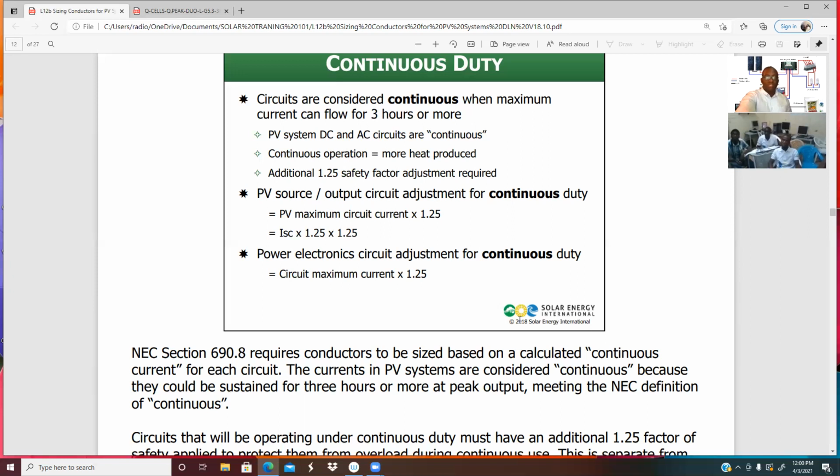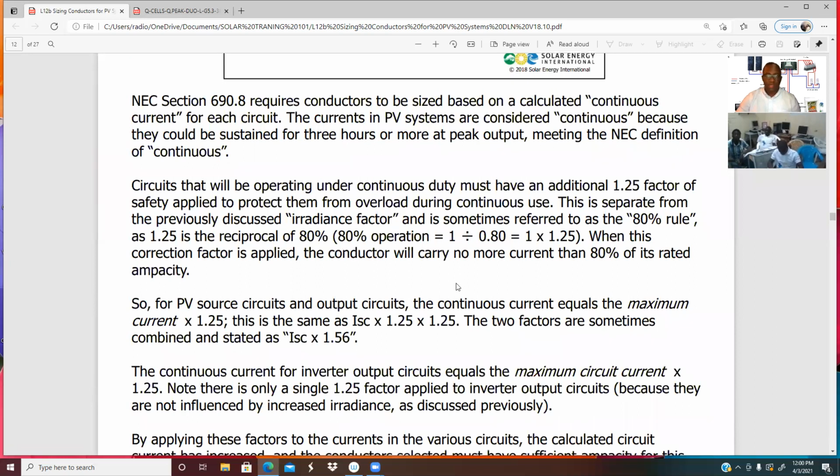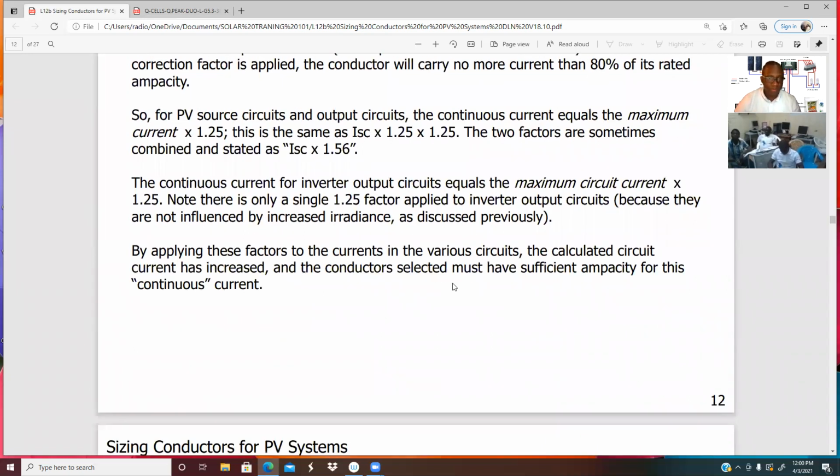But then, in order for us to find the continuous duty, we take that maximum PV current, which is this 12.6 we did yesterday. We now multiply that by 1.25, giving us what? 15 point what? 15.8. So that's what they're saying: power electronic socket adjustment for continuous duty equals socket maximum current times 1.25. I just explained that already, so let me move forward.